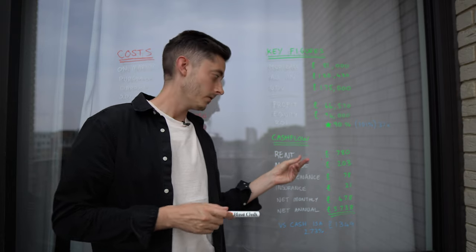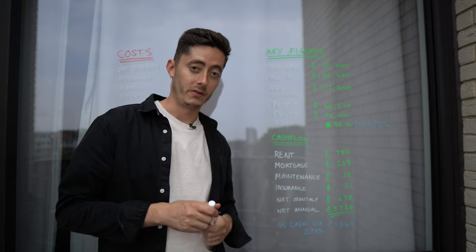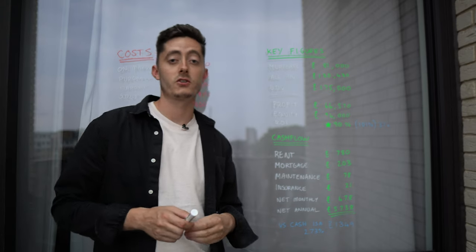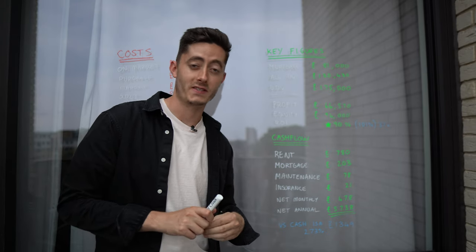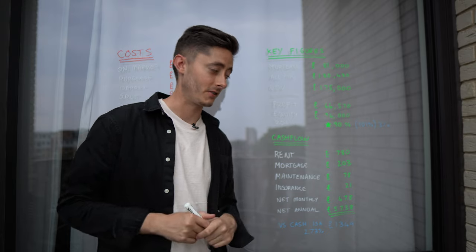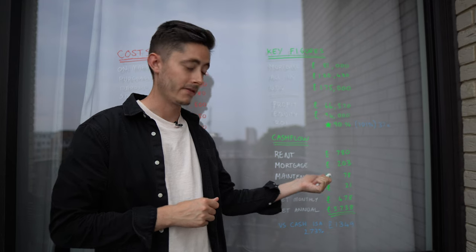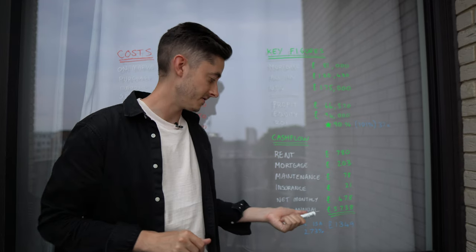Cash flow. So the rent is £780 a month. The mortgage off of that is £203 on an interest-only mortgage. It's around 2%. It was just before the base rate started to shoot up. The maintenance, so it's around 10%, so I call that £78 a month. I'm self-managing, so there's no management fees.